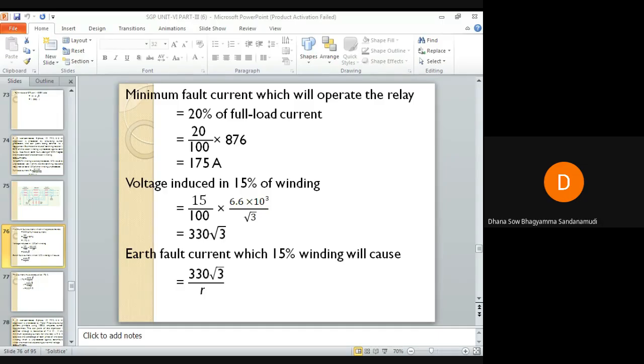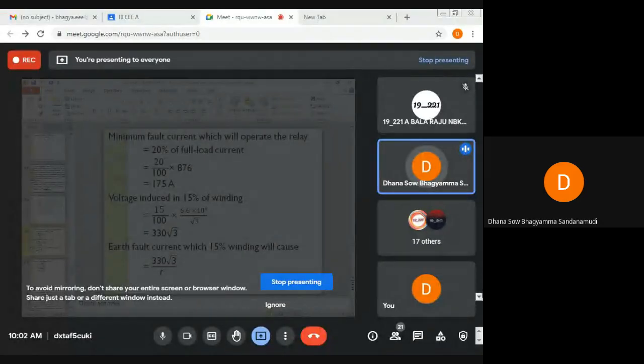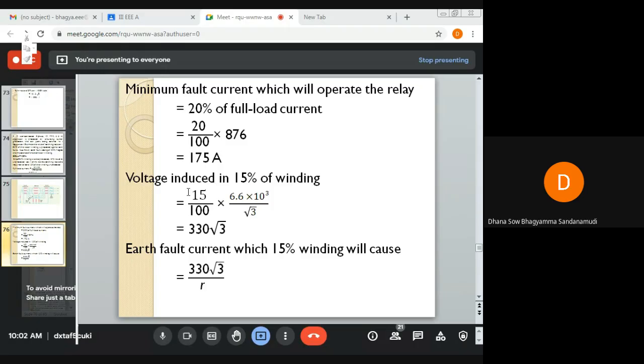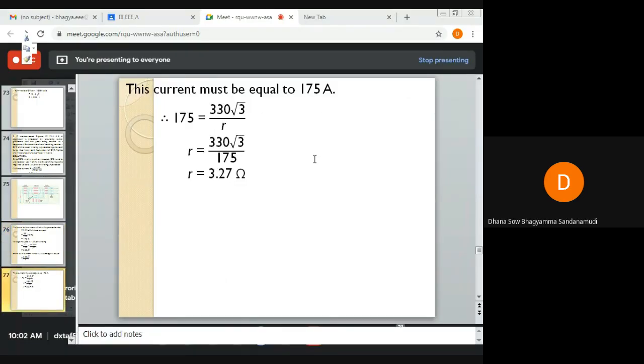Okay. Now we have already calculated the minimum fault current which will operate the relay, which is 175 amperes, and the earth fault current which 15% winding will cause is 330 root 3 by R. So these two must be equal. The minimum fault current which will operate the relay must be equal to the earth fault current which 15% winding will cause. So 175 equals 330 root 3 by R.